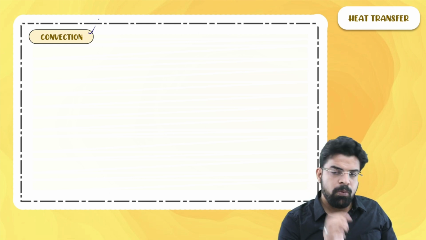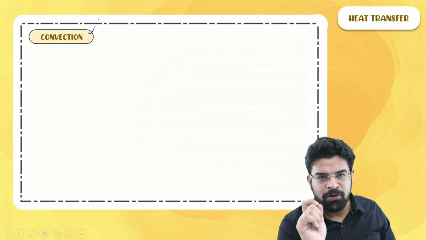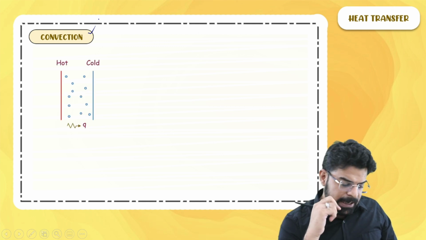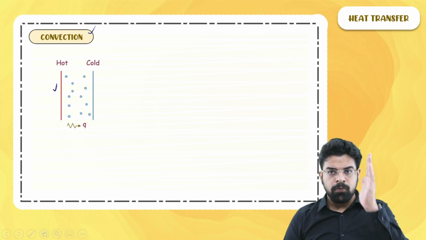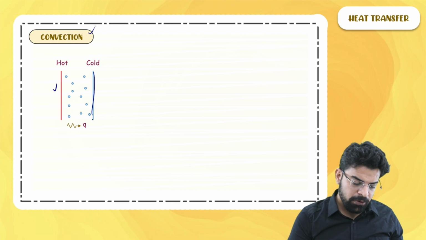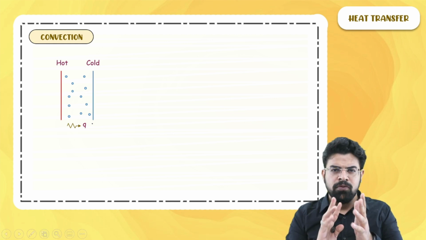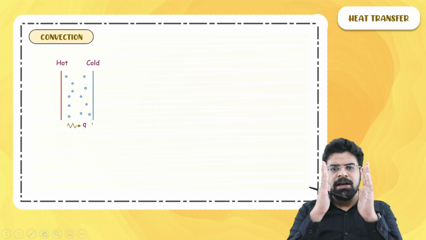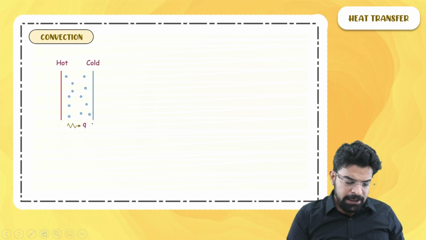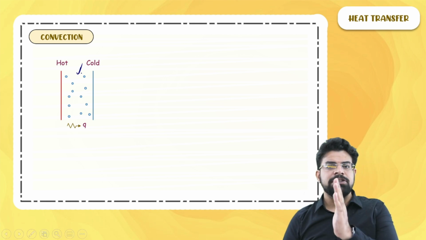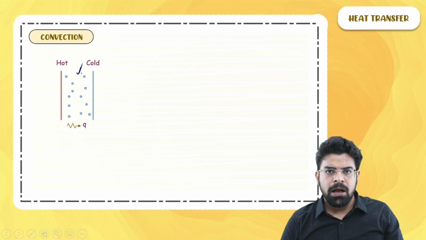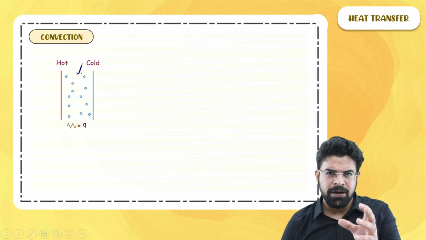Now, one single thing we need to understand about convection. Let's say we have a hot wall and we have a cold wall. What is the meaning of hot wall, cold wall? A wall at higher temperature and a wall at lower temperature. And there is some fluid filled between these two walls. Now this fluid can be a liquid or a gas.